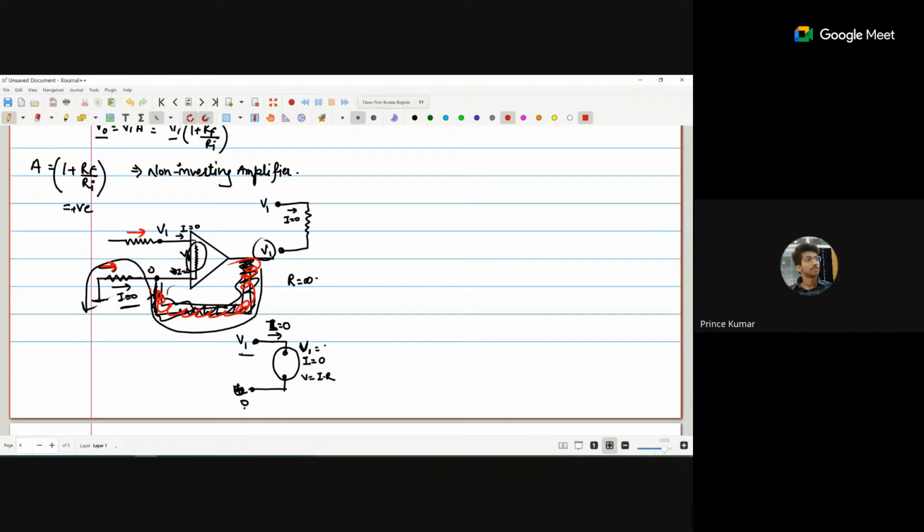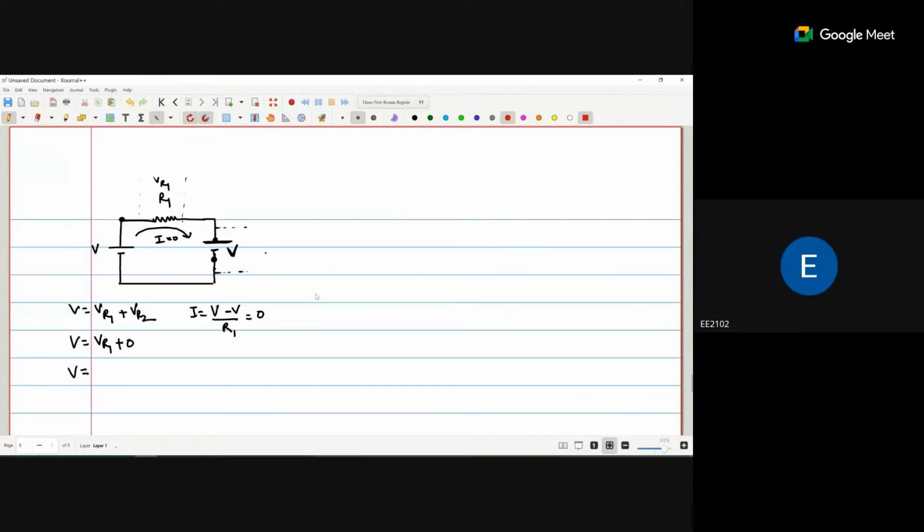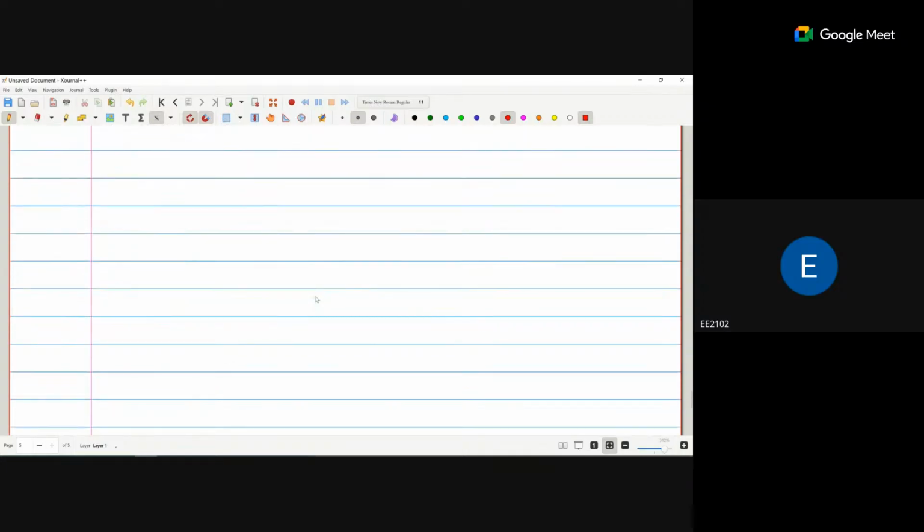Can you solve one example? Yeah, with just numbers. Take one more example. I just take one of them. This is the positive terminal. This is positive. I apply a 1 volt signal here.